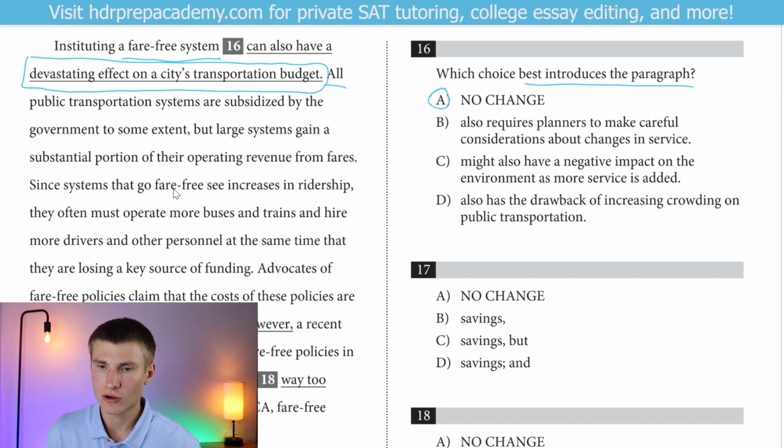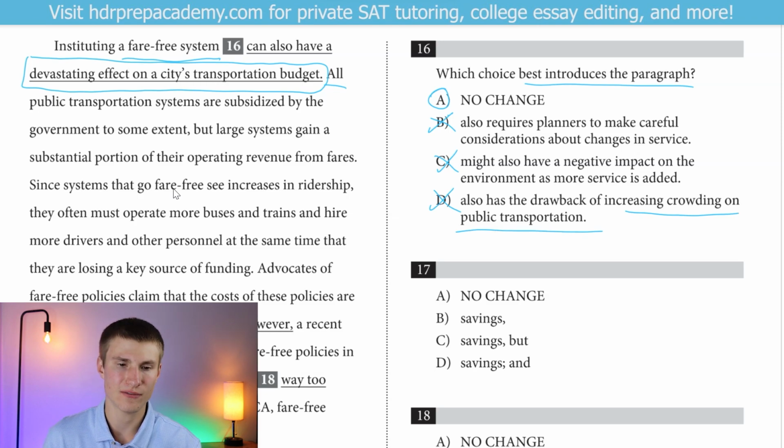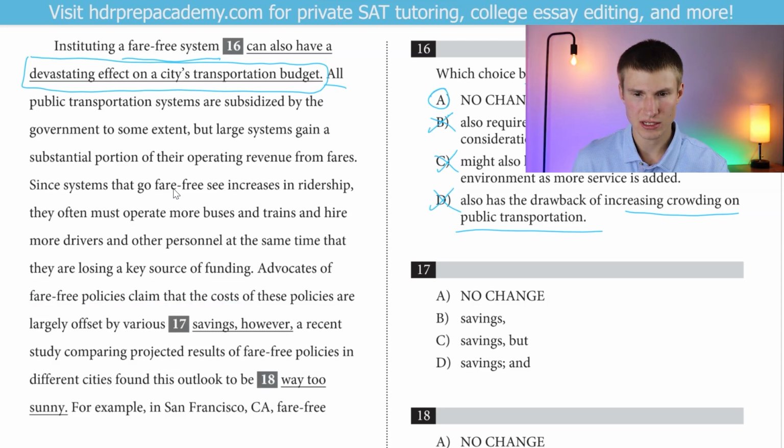We're not talking about requiring planners to make careful considerations about changes in service. We want to focus in on this economic impact here. C might also have a negative impact on the environment as more service is added. No. D also has the drawback of increasing crowding on public transportation. The only reason that we would care about crowding is the fact that it means that we have increased costs. That's it. All right. Now looking at question 17. We have advocates of fare-free policies claim that the cost of these policies are largely offset by various savings. Now we'll have some sort of transition word. Oh, looks like we're going to have some sort of variances in punctuation here.